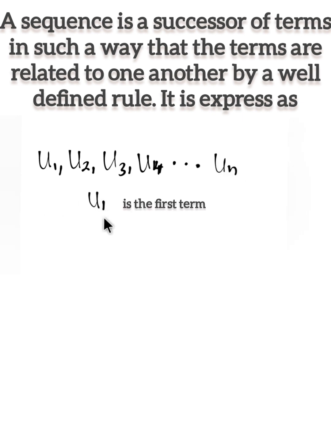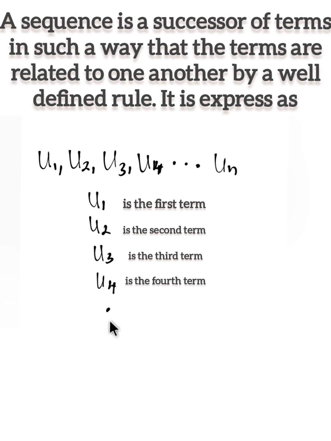Sequence. A sequence is a succession of terms in such a way that the terms are related to one another according to a well-defined rule. It is expressed as U1, U2, U3, U4, up to Un, where U1 is the first term, U2 is the second term, U3 is the third term, U4 is the fourth term, up to Un.